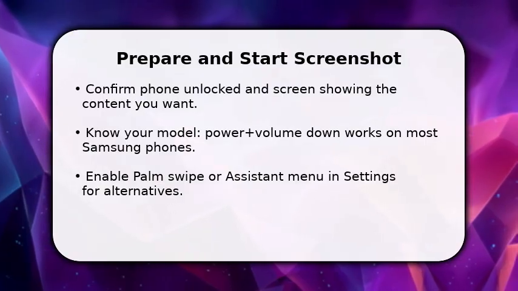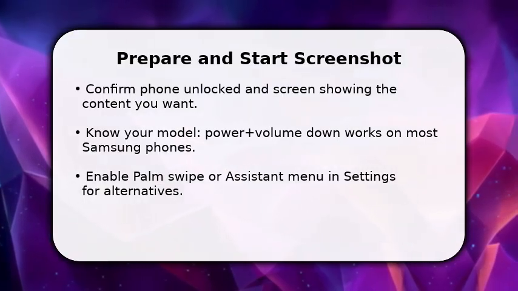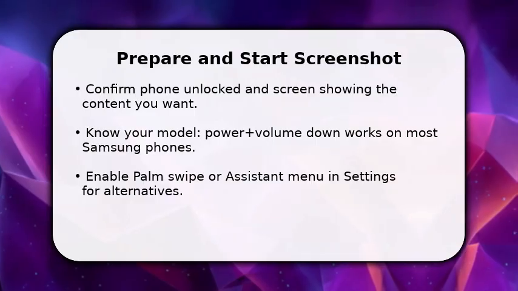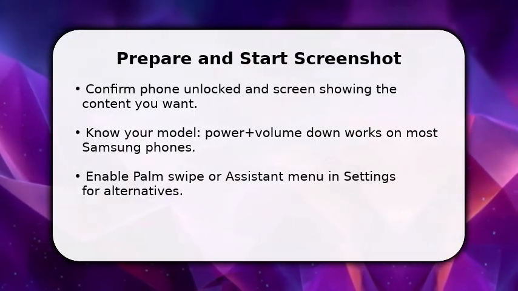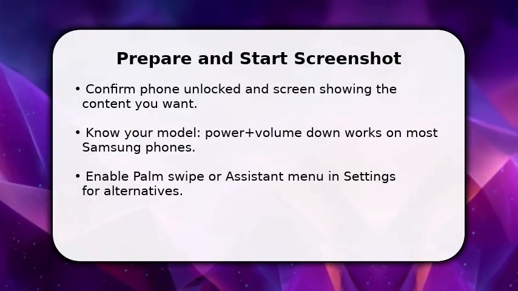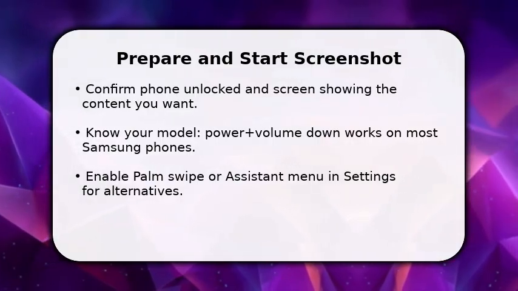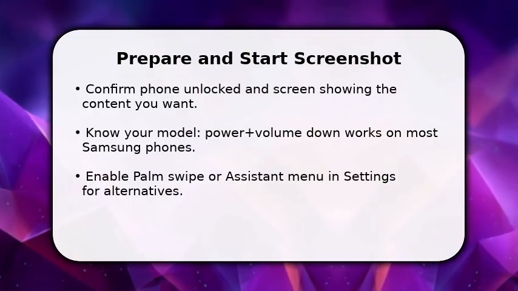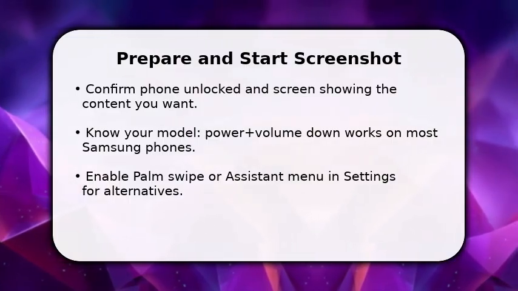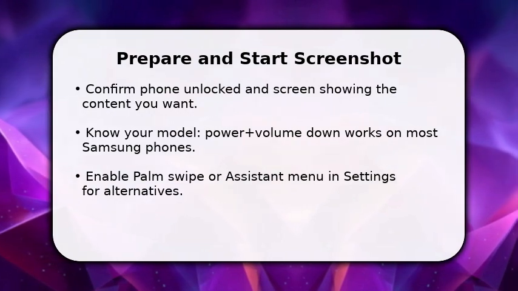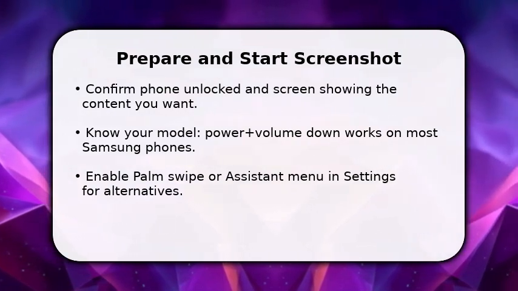Now, use the standard hardware method. Press power and volume down simultaneously for about 1 second. Once done, a thumbnail appears. This confirms success. If you prefer gestures, enable palm swipe or assistant menu in settings to start capturing without button presses. Once you have the initial screenshot, you can extend or refine it.